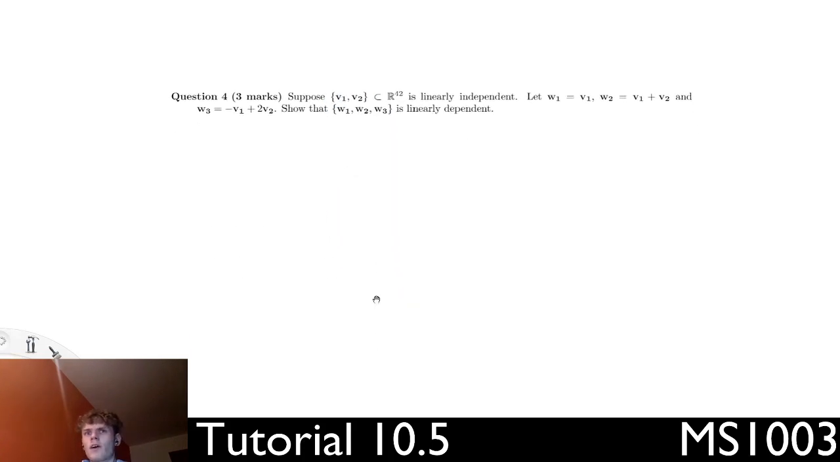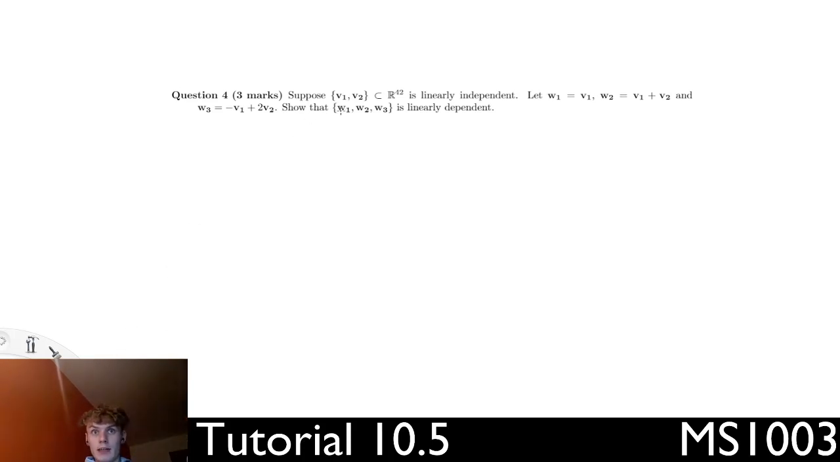Question 4. In the sample test, you were asked to show that W1, W2, and W3 are linearly independent. But in this exam, you got asked to show they're linearly dependent. So you do a different thing entirely to what you would have done in the sample exam.